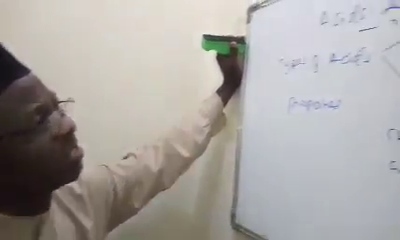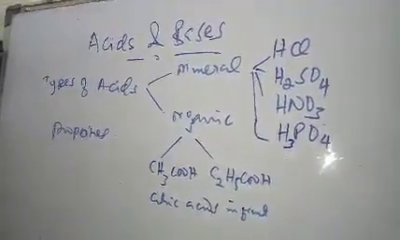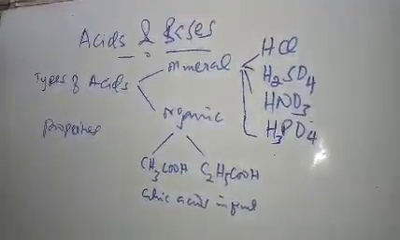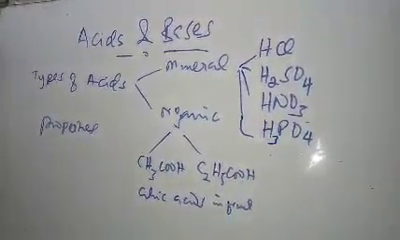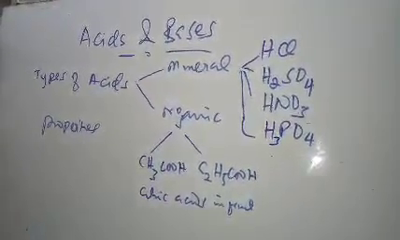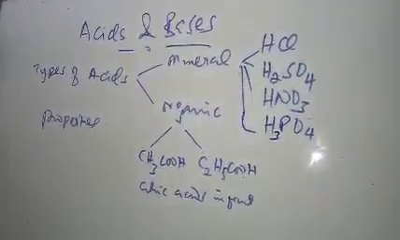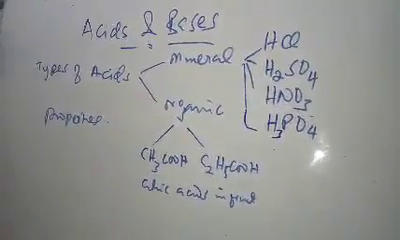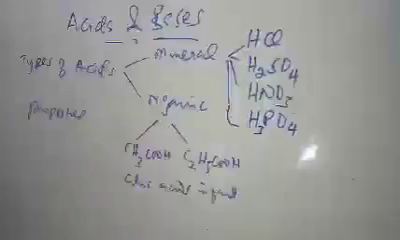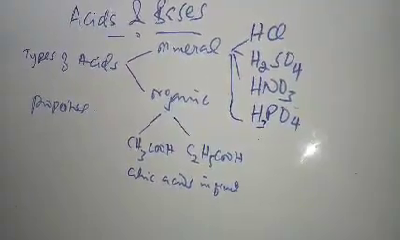In our previous lecture, we were able to define acids and bases according to various definitions proposed by Arrhenius, Bronsted and Lowry, and Professor Lewis. This time around, let us try to look at the classification of acid. We can easily classify acid into mineral acid or organic acid, or carboxylic acids.